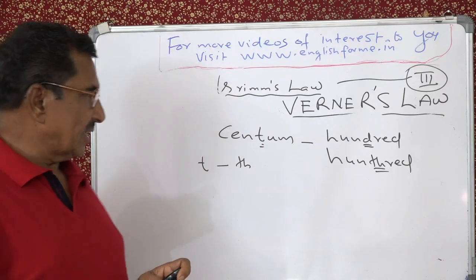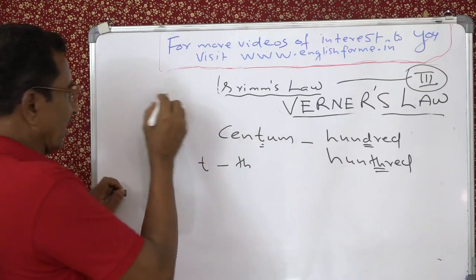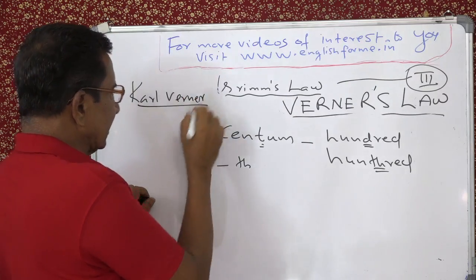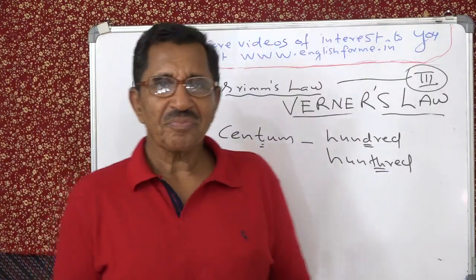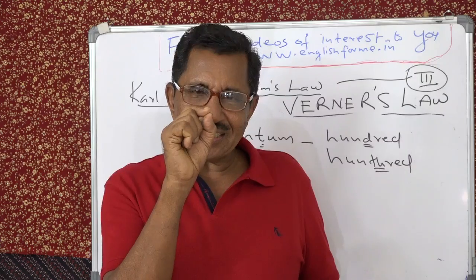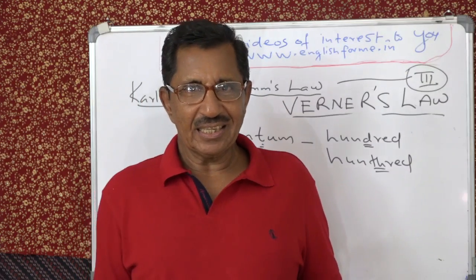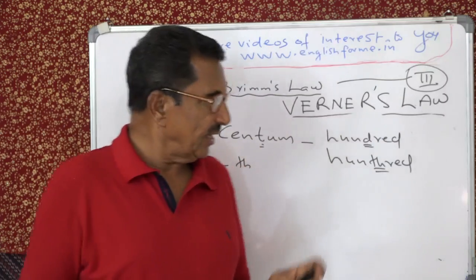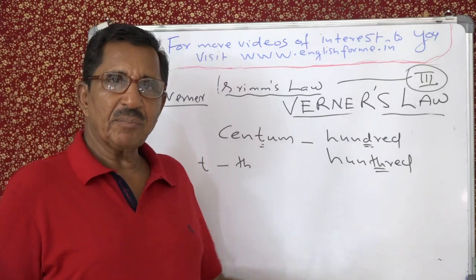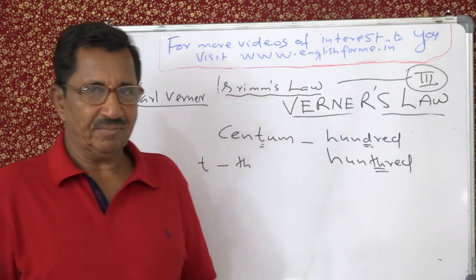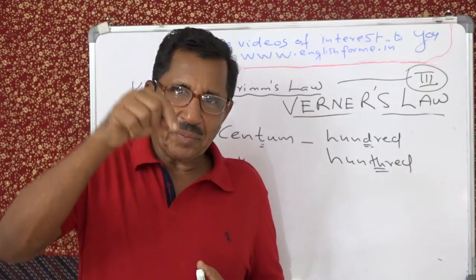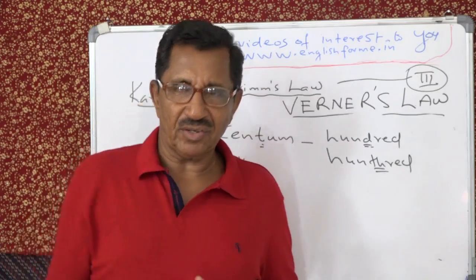Now Carl Verner, that is his full name, Carl Verner, continued his studies after Jacob Grimm, and then he found out that an explanation can be given to such changes. He said, if you want to find out why T has become D instead of T, it is because of the phonetic environment. Phonetic environment means the place where a particular sound occurs.